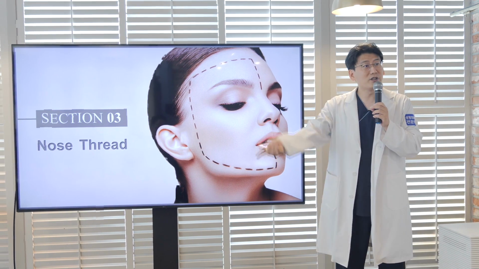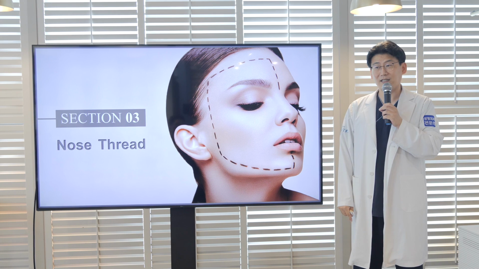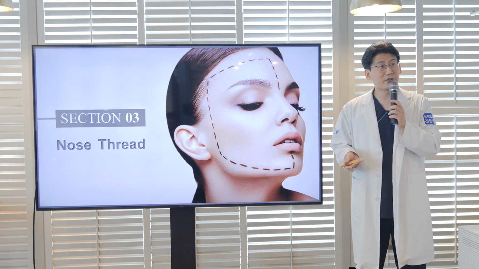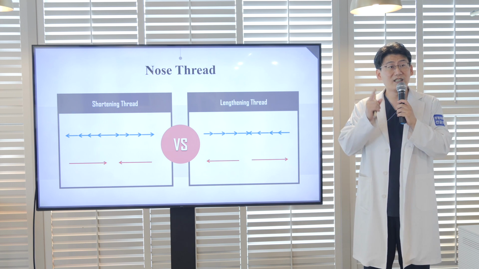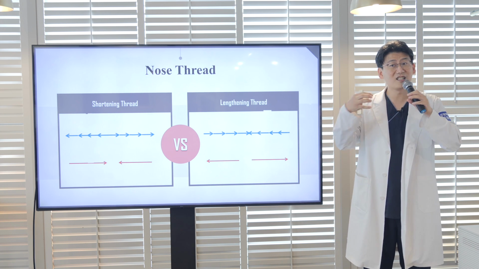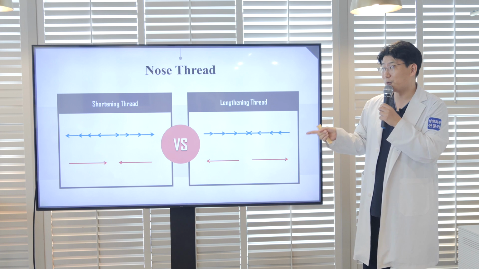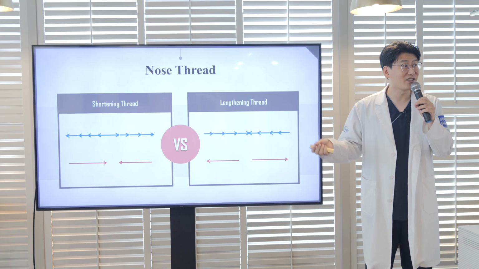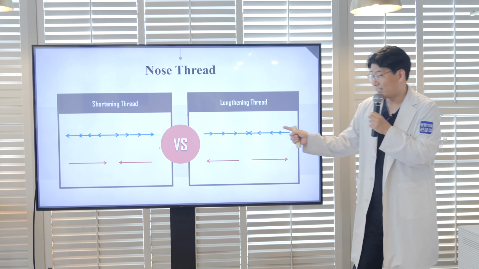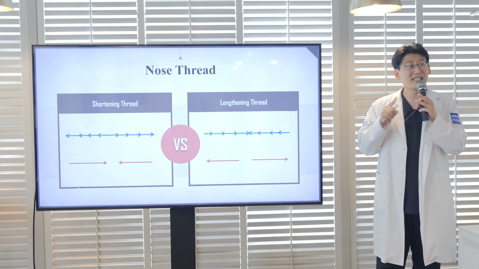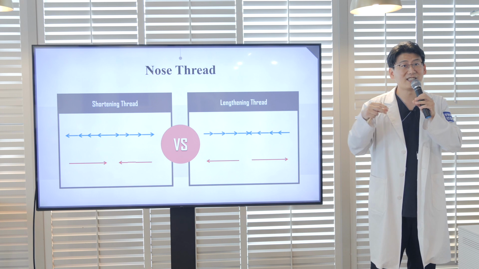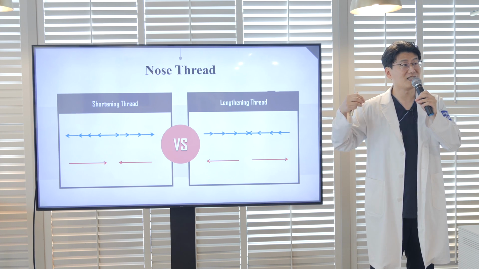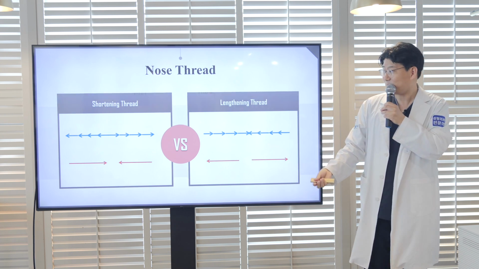So let's move to the next contents. Nose thread. Different from the lifting thread. Lifting threads are shortening threads, but the nose thread is a lengthening thread. That's why the direction of the cog is the opposite. Once you extend the tissue, the inserted thread will keep the extended distance.